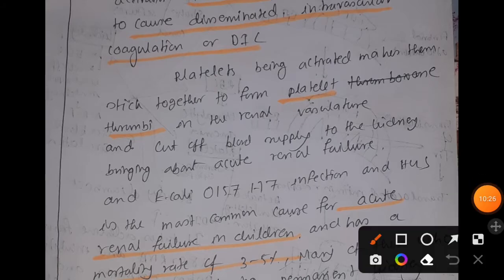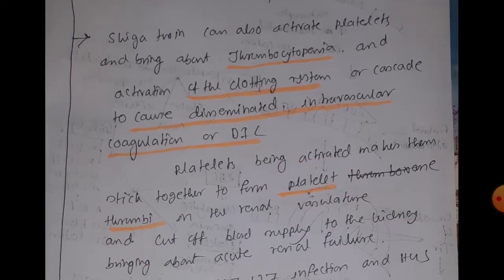Okay, and platelets can also be activated, making them stick together to form platelet thrombi, which is a situation especially occurring in renal vasculature. Okay, and which ultimately facilitates cutting off of the blood supply to the kidney, which ultimately brings about acute renal failure. Okay, so that is the thing that platelets are doing.